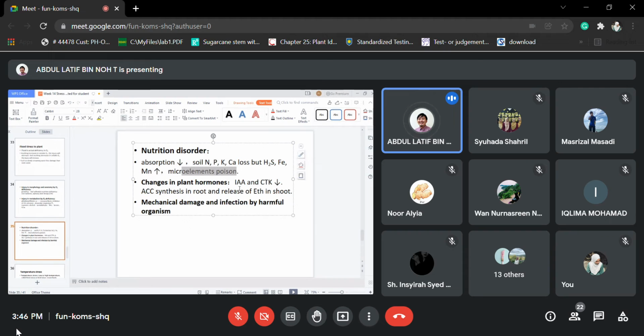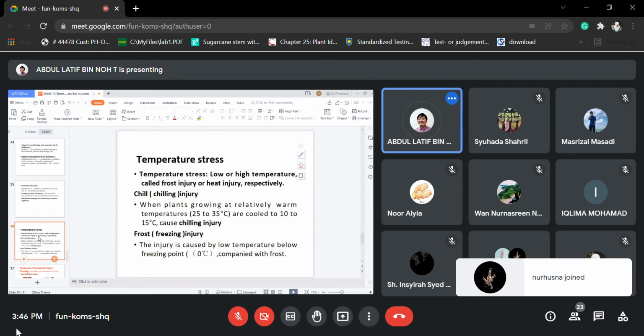Alright, so IAA, auxin, alright, cytokinin akan reduce, alright. So the synthesis of the root and release of the ETH in shoots akan rendah. Alright, mechanical damage and infection by harmful organism juga. So bila dah pokok dah injured due to the surrounding environment tak cohesive for them, alright. So easily being attacked ataupun being damaged by other pests lah.